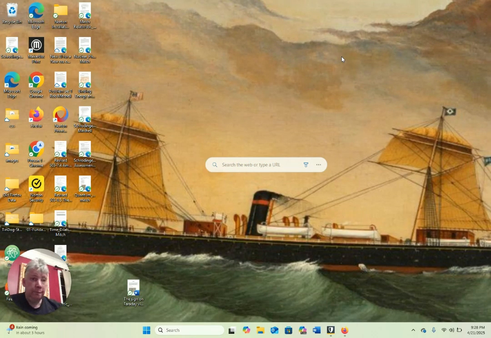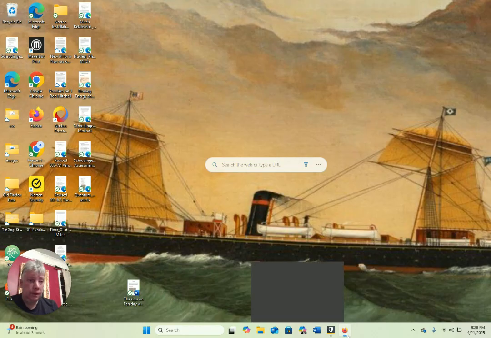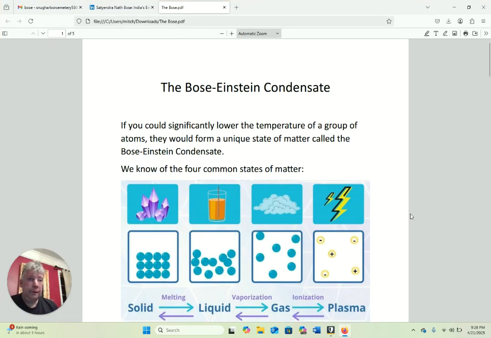Hi guys, welcome back. What we're going to look at today is the Bose-Einstein condensate. I'm actually going to pull up a screen right here for you guys so we can take a look. What the Bose-Einstein condensate does is it gives us another form of matter, which is really pretty amazing.